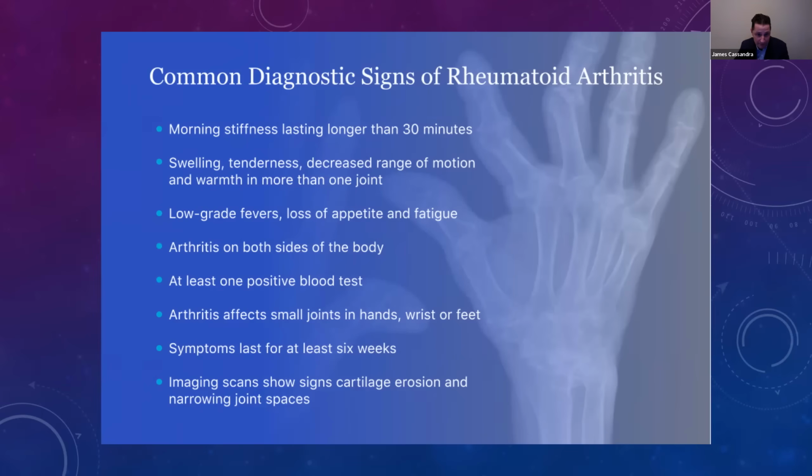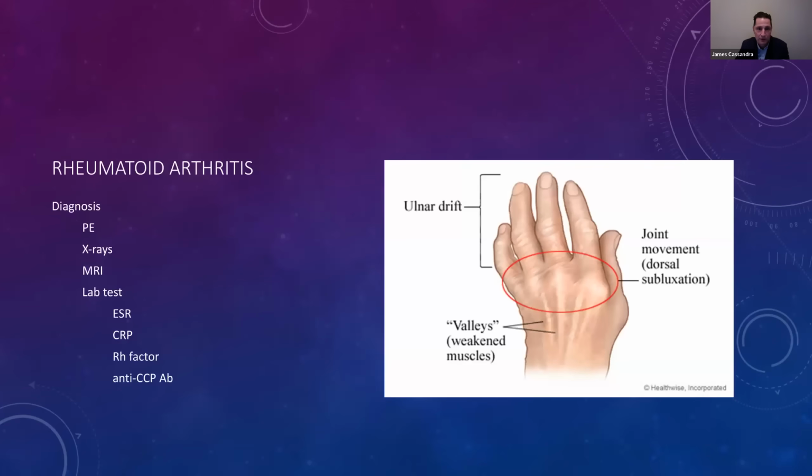Positive blood test, symptoms that last for at least 6 weeks. And radiographically, the classic finding is periarticular erosions. So the diagnosis: physical exam is key, x-rays can be helpful, MRI limited value. The lab tests that we oftentimes order are sed rate, CRP, rheumatoid factor, and anti-CCP antibody.